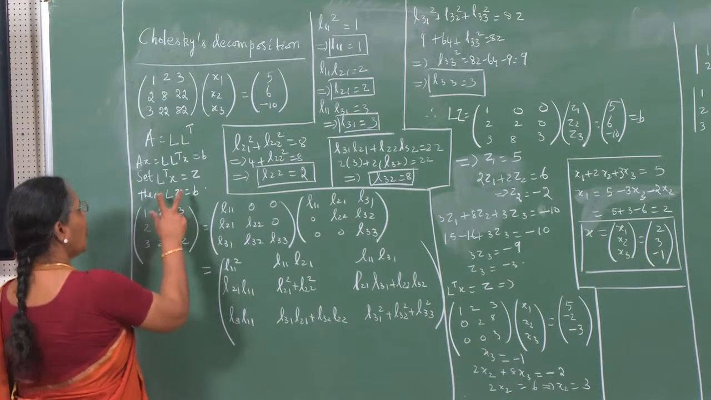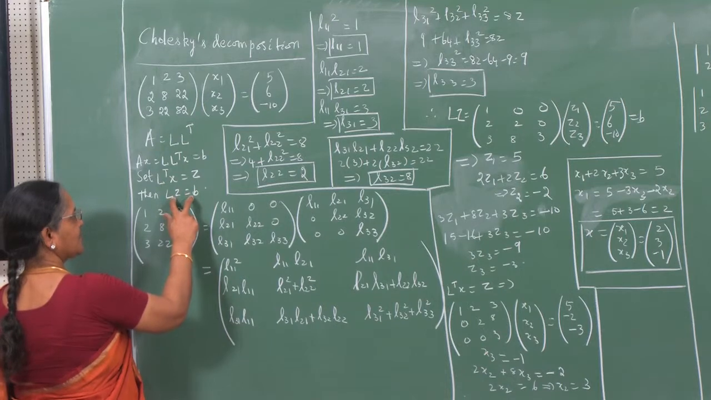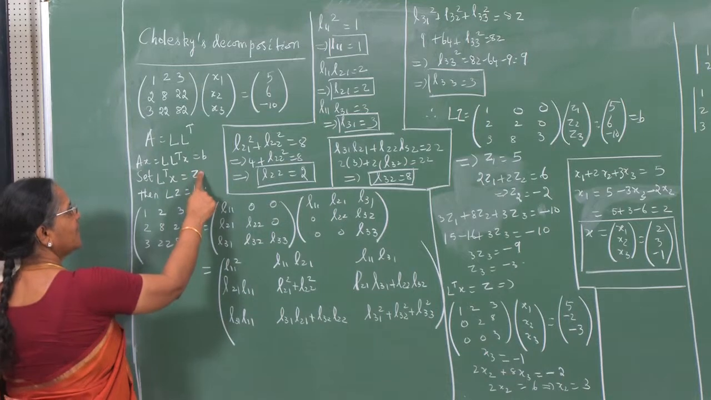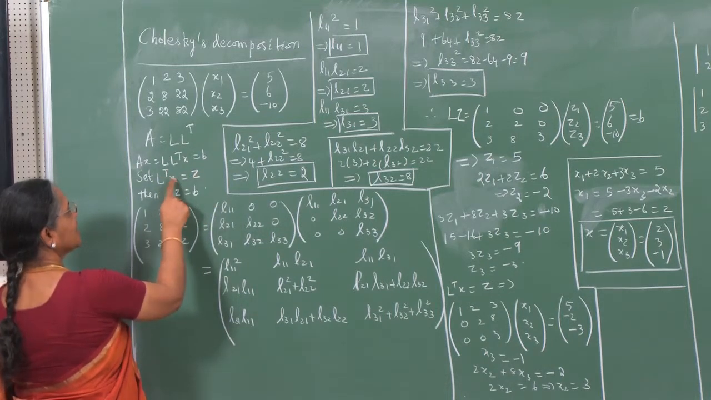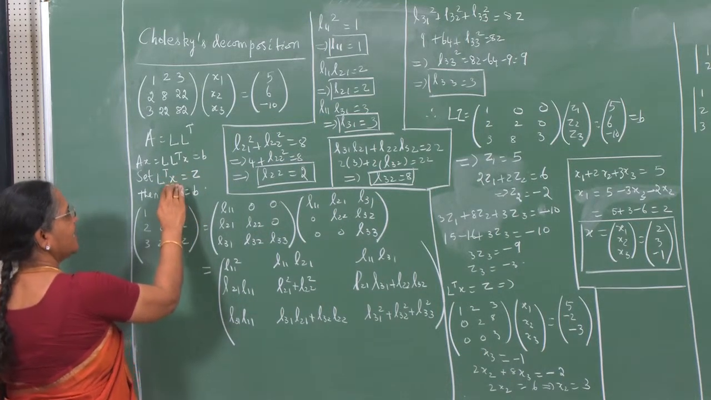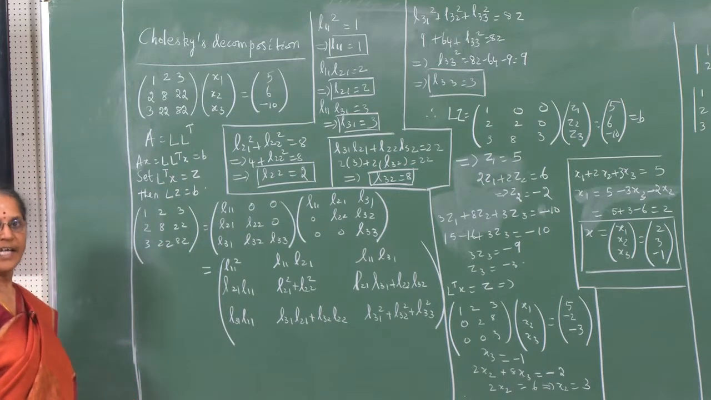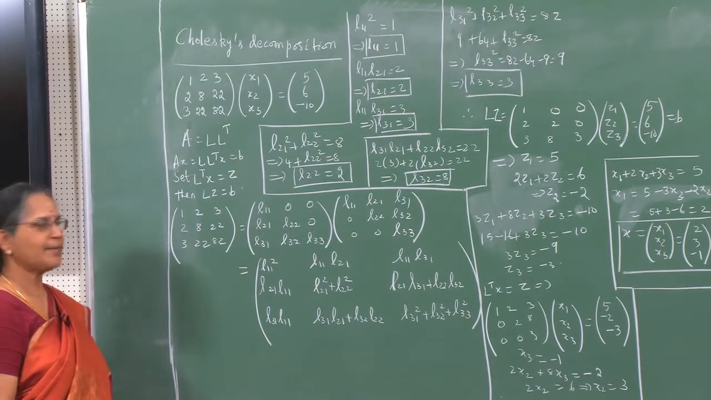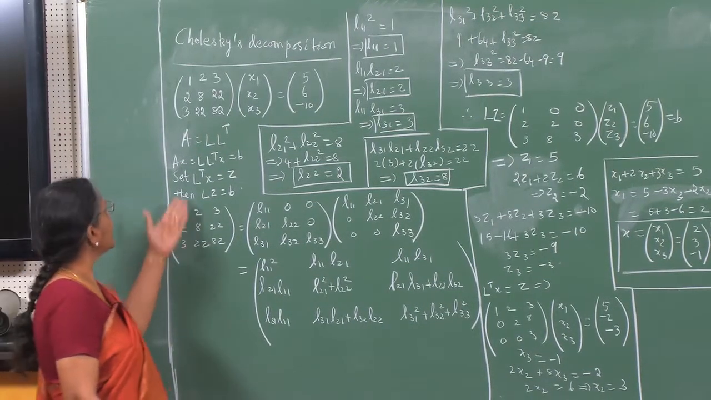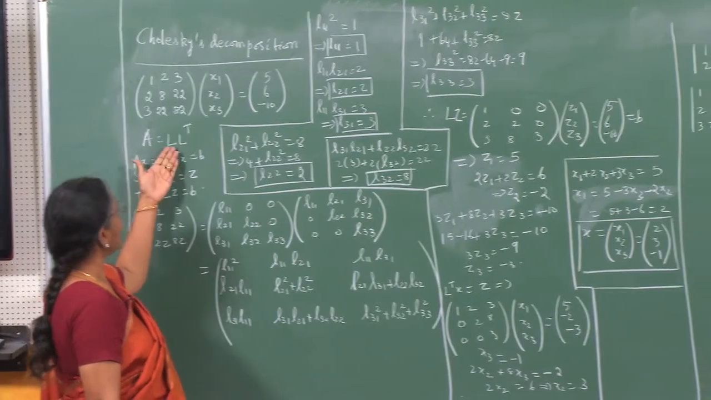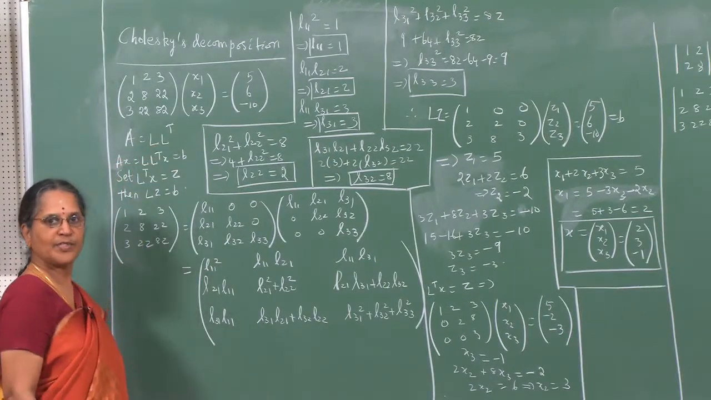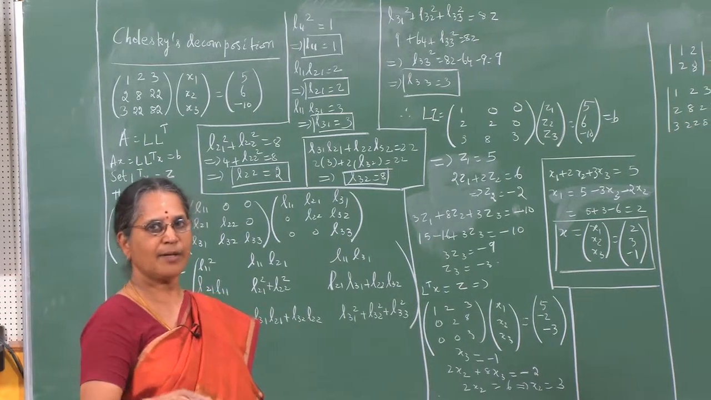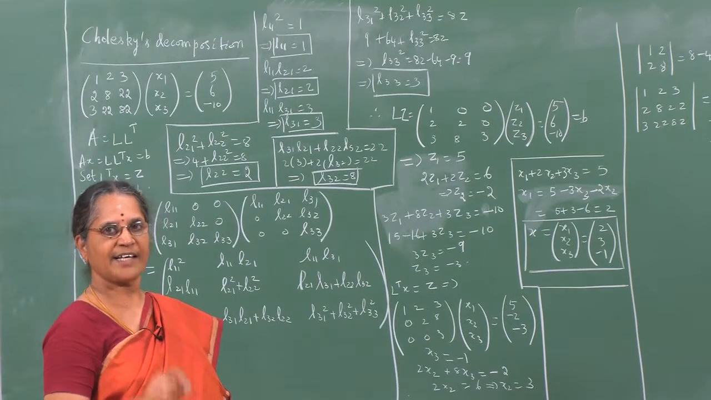So, first solve Lz = b by forward substitution, determine the components of vector z, use that information and solve L transpose x = z and obtain the unknown vector x. That will give you the solution of the system using Cholesky's decomposition method. So, let us now see how we can factorize A in the form L L transpose. What is the property of this matrix L? L is a lower triangular matrix with positive diagonal entries.